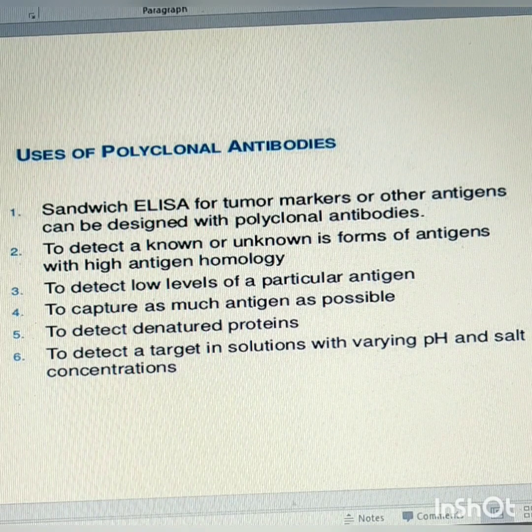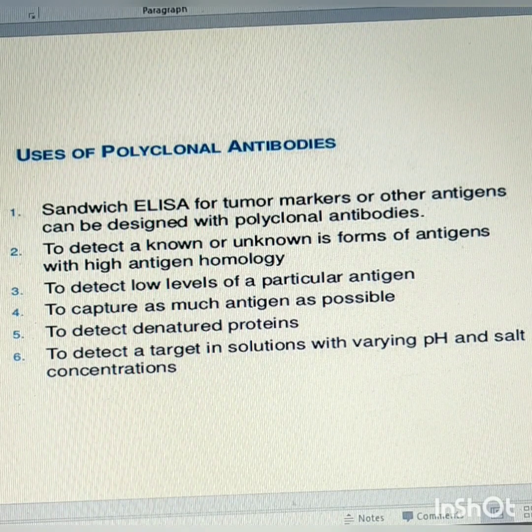There are also some applications of polyclonal antibodies, that is, sandwich ELISA for tumor markers or other antigens can be designed with polyclonal antibodies to detect known or unknown forms of antigen with high antigen homology, to detect low levels of a particular antigen, to capture as much antigen as possible, to detect denatured proteins, and to detect a target in solutions with varying pH and salt concentrations.